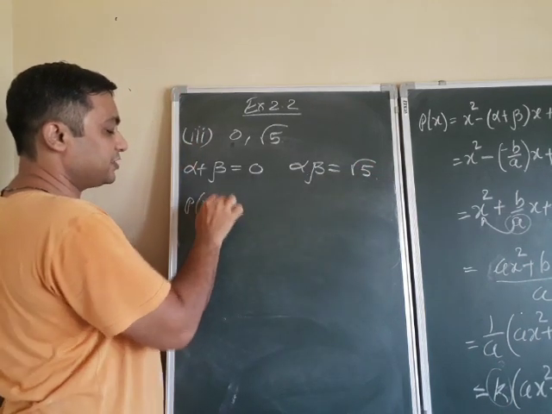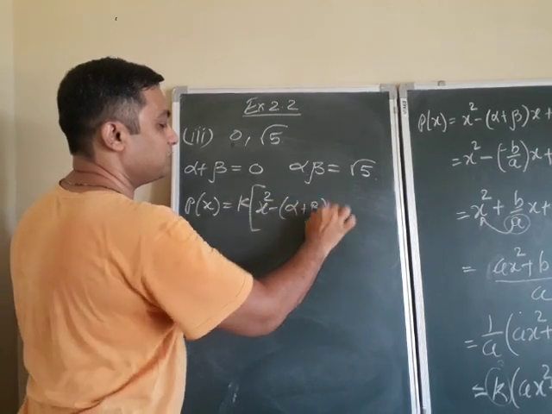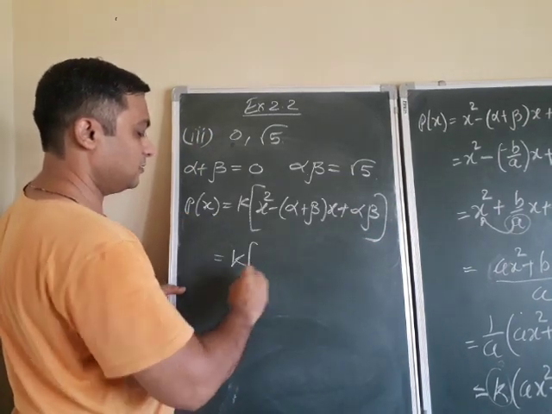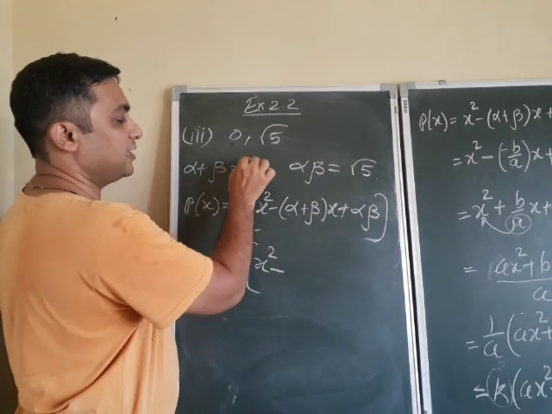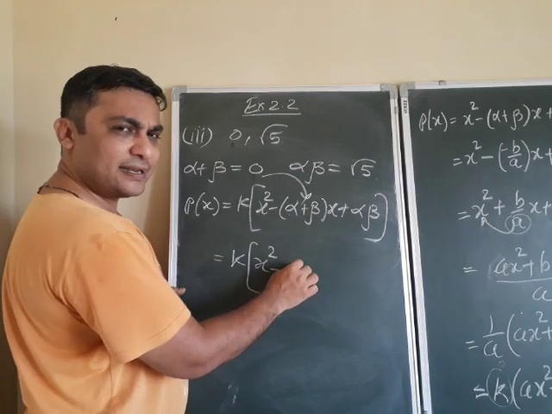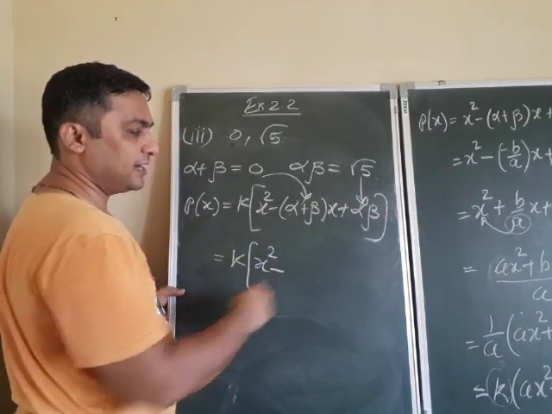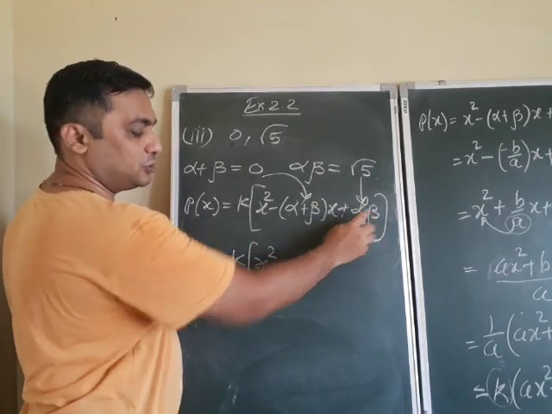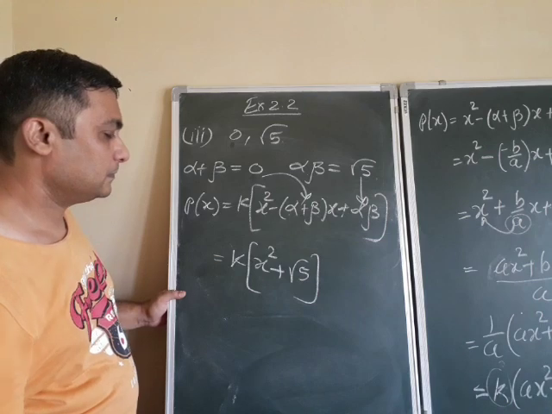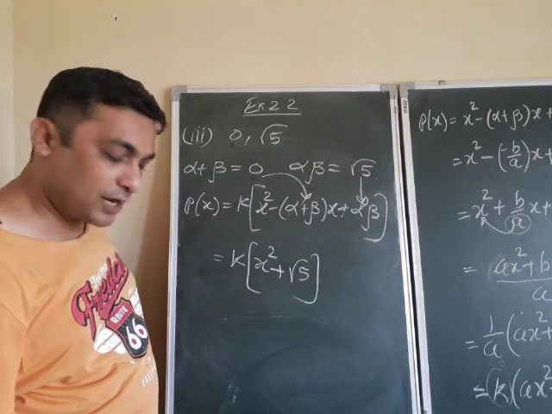So the polynomial is expressed as k in bracket x square minus (alpha plus beta) into x plus alpha into beta, is equal to k x square minus 0, you can substitute 0. Now 0 into x is 0, so directly write alpha into beta, that is root 5. So plus root 5. Over, okay, fine. Please complete. One by one you can do it yourselves.